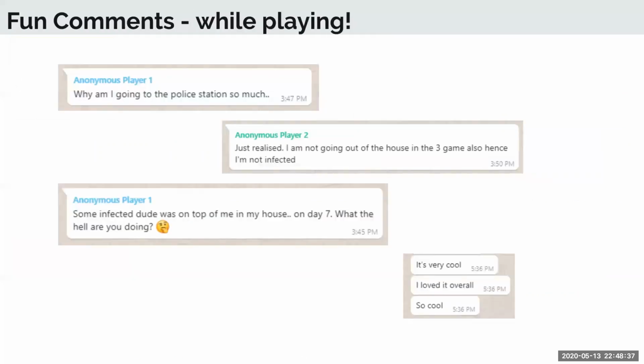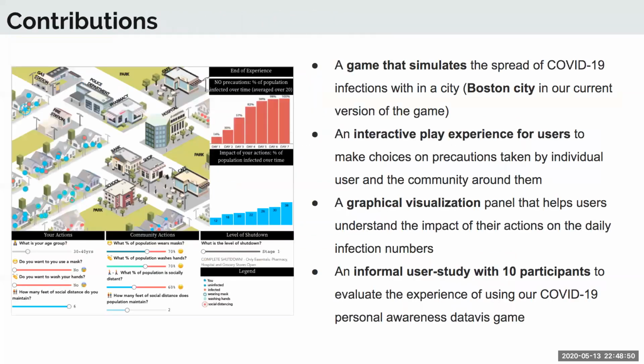However, one gratifying moment for us was seeing players react while playing the game. Comments such as, "Why am I going to the police station so much?" suggest that players were clearly engaged and were enjoying the simulation.